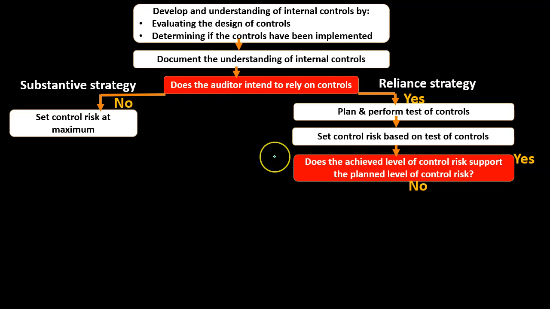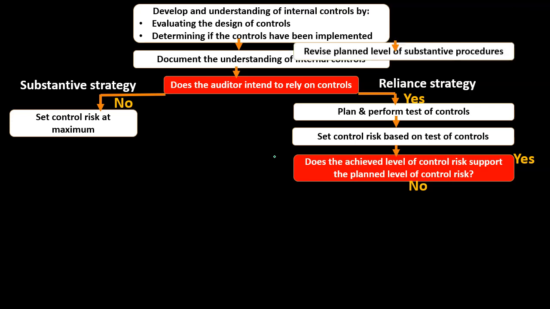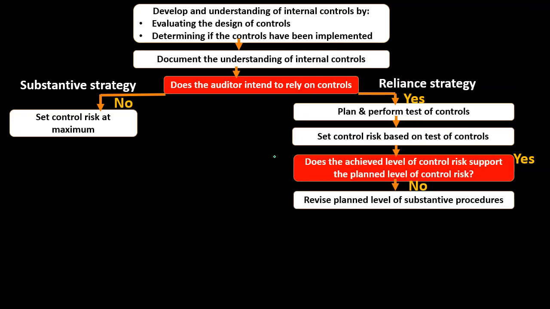Then we're going to ask ourselves another question at that point in time. Does the achieved level of control risk support the planned level of control risk? So whatever control risk we then set after looking at it, does that meet what we've decided on in terms of our planned control risk? And then if the answer is no, then we're going to revise the planned level of substantive testing. So in other words, if we have a reliance strategy, we're going to set the level of the control risk, and then we're going to do the testing, and if we have to make an adjustment, then we adjust and revise the level of substantive procedures.